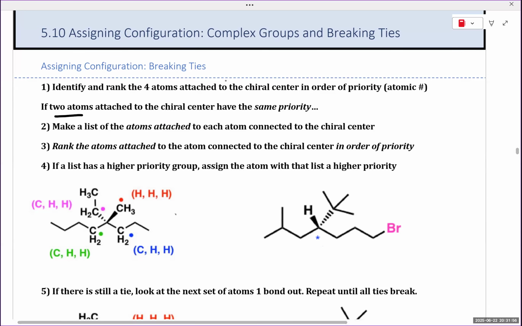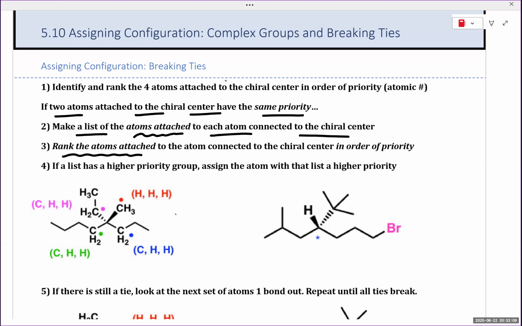Well, if two atoms attached to the chiral center have the same priority, you make a list of the atoms attached to each atom connected to the chiral center. You rank the atoms attached to the atom connected to the chiral center in order of priority. If a list has a higher priority group, assign the atom with that list a higher priority. So here's a classic example.